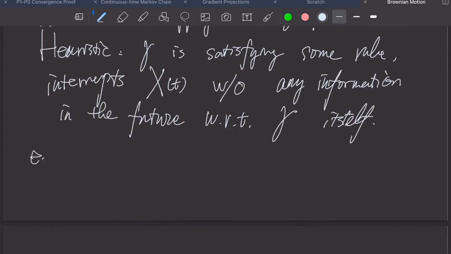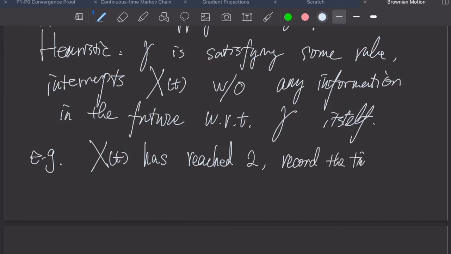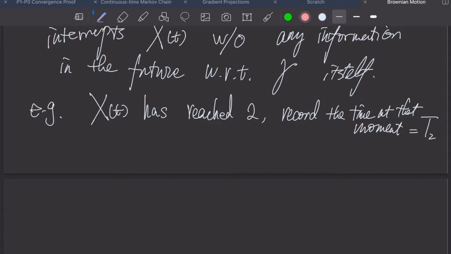Now let's see some examples. What does this future mean? For example, we defined earlier a time that this Brownian motion first reaches a. That's a stopping time. If we say X has reached, let's say, 2, and we record the time at that moment, and we call this time t sub 2, then this is a stopping time.